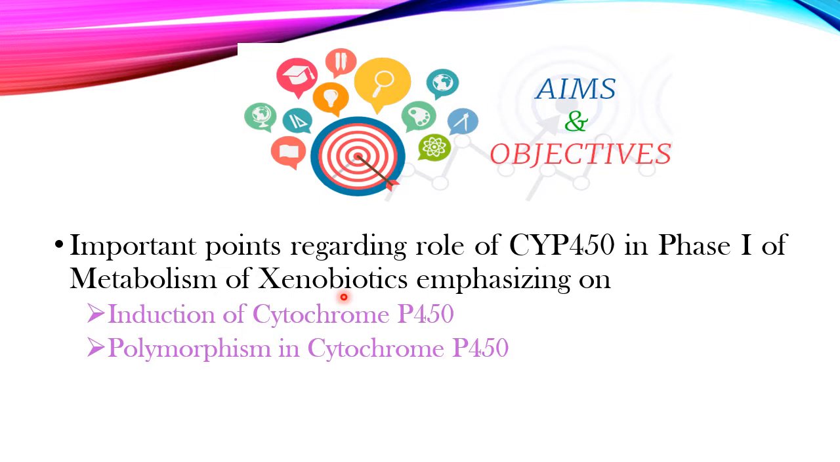And we would be emphasizing two important aspects associated with cytochrome P450. The very first one is the mechanism of induction with examples of cytochrome P450. And the second one is the influence of polymorphisms, or genetic polymorphisms, on the activity of cytochrome P450s.